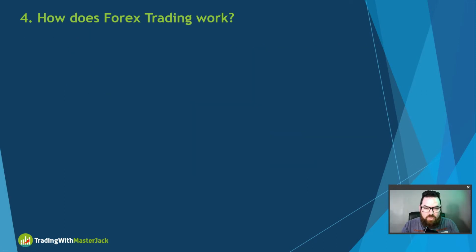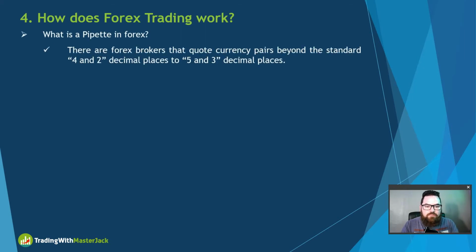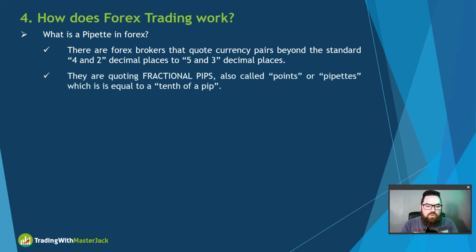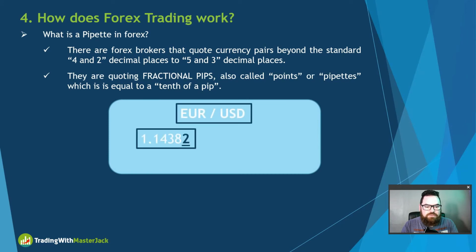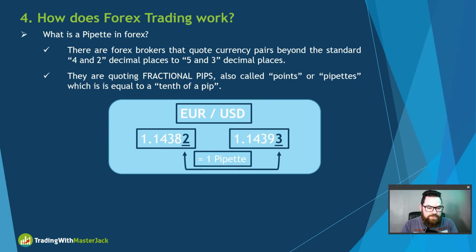Just to give some more clarification, what is a pipette in Forex? There are Forex brokers that quote currency pairs beyond the standard 4 and 2 decimal places to 5 and 3 decimal places. They are quoting fractional pips, also called points or pipettes, which is equal to a tenth of a pip. Just to illustrate this, the Euro and USD example again, you'll see now we are at the 5th decimal place, and that equals 1 pipette, going from 2 to 3.